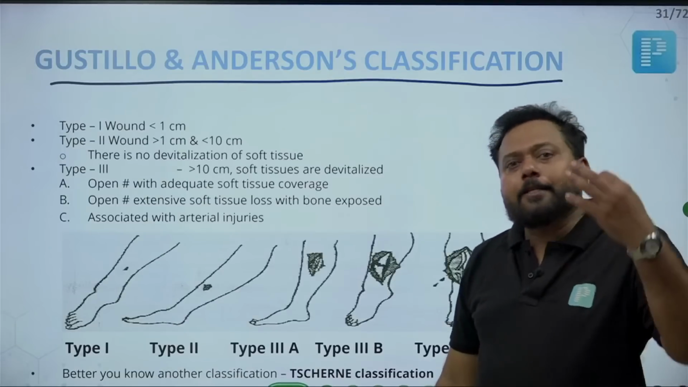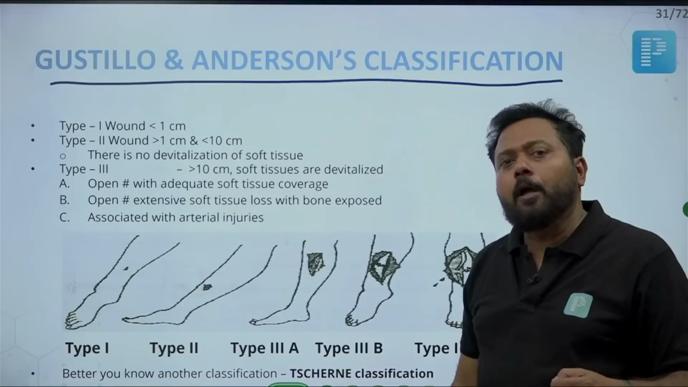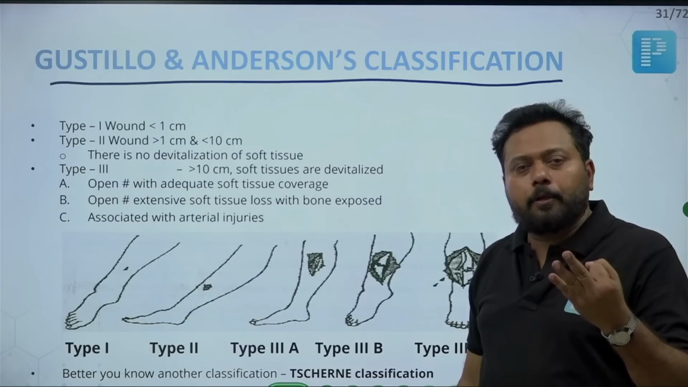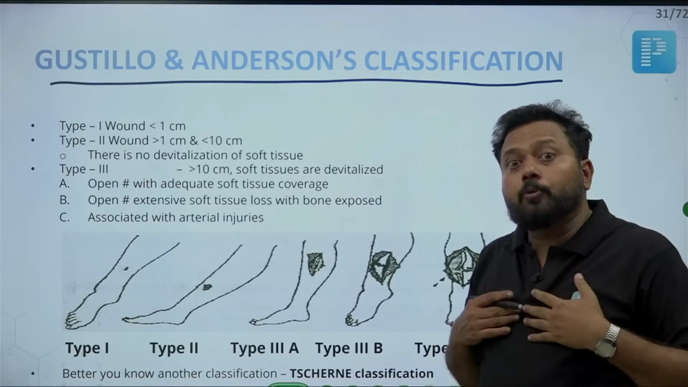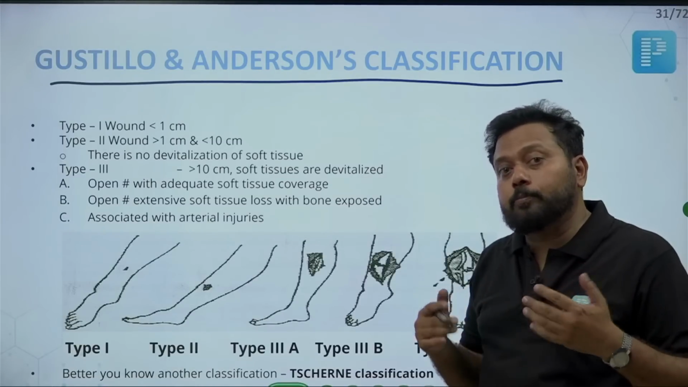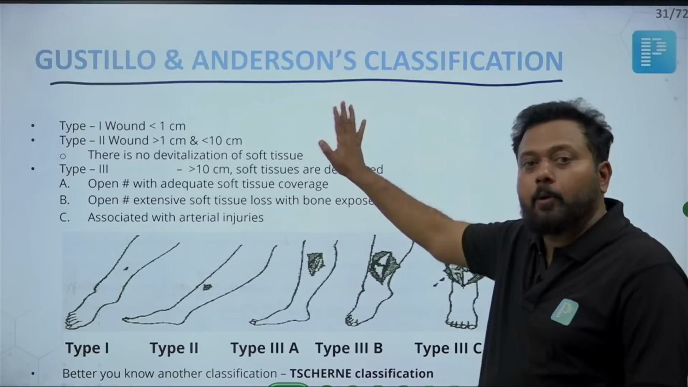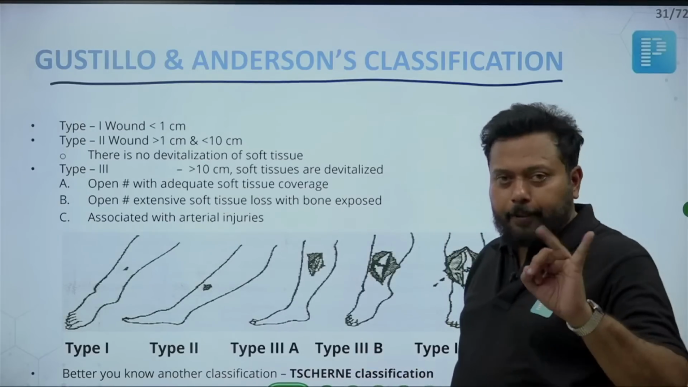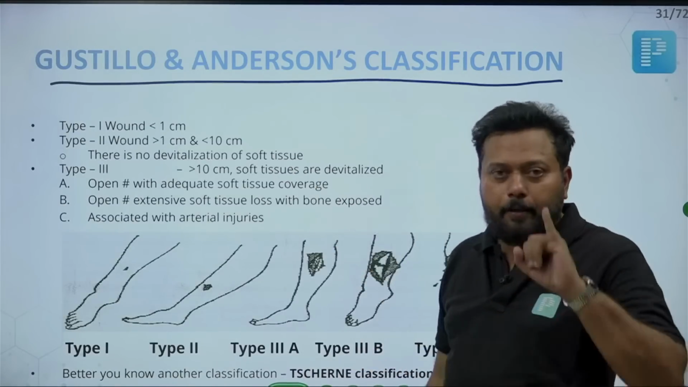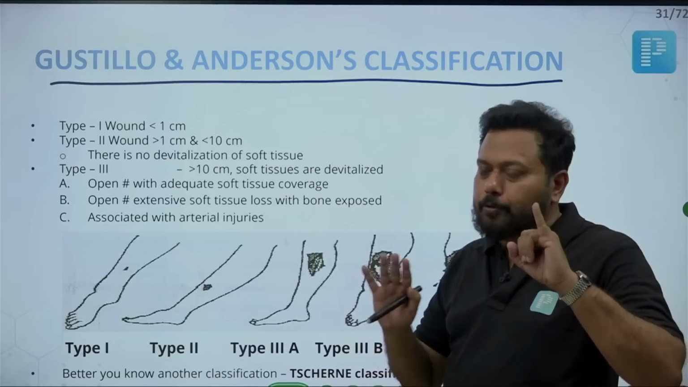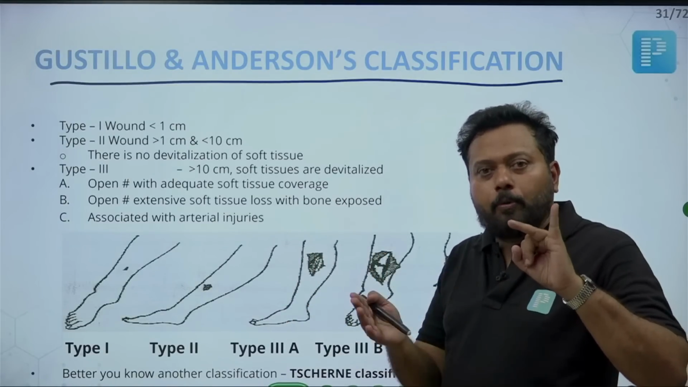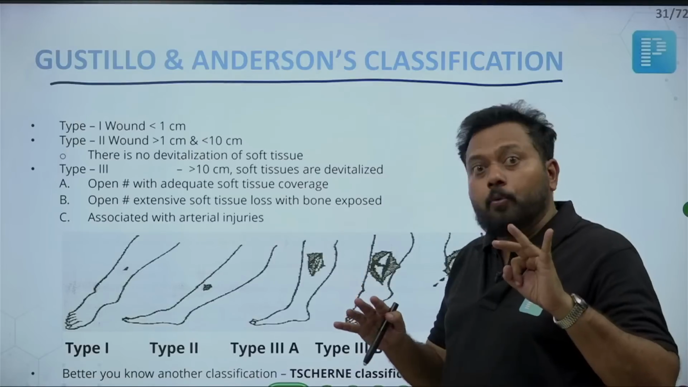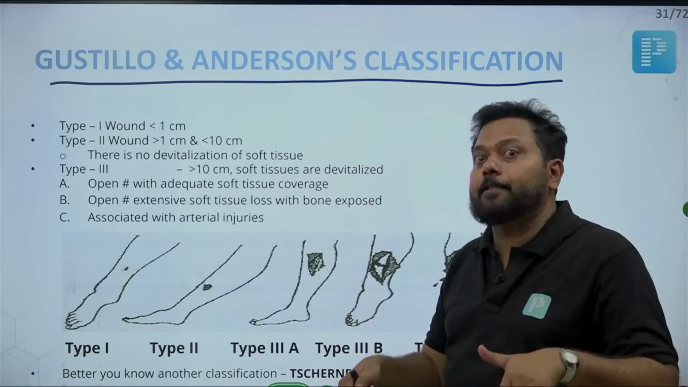There are 3 classification systems currently available for compound fractures. One is Gustilo-Anderson, another is called Tscherne, another is the Ganga compound fracture score. But we should know the most widely followed, accepted by most books, which is Gustilo-Anderson. That's why they are repeatedly asking. It is classified into type 1, 2 and 3. Type 1, wound less than 1 centimeter, no devitalization of soft tissue. Type 2, wound more than 1 centimeter, less than 10 centimeters, no devitalization of soft tissue. Type 3, wound more than 10 centimeters, with devitalization of soft tissue.